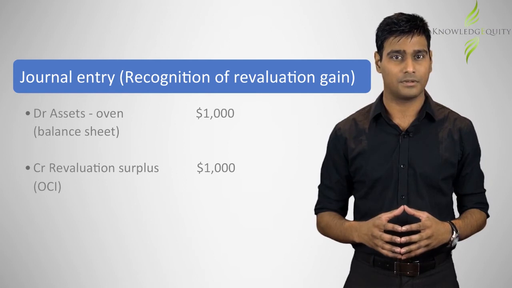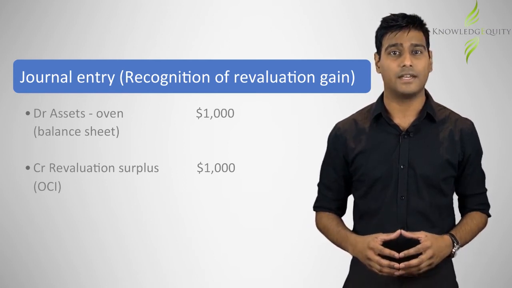IAS 16 paragraph 39 and 40 also contain exceptions to the general rule. Prior to recognizing a gain in other comprehensive income, the entity has to consider if there was a loss recognized in prior years. The gain should then be allocated to profit and loss to the extent that it reverses these losses before it can recognize the remainder in other comprehensive income.